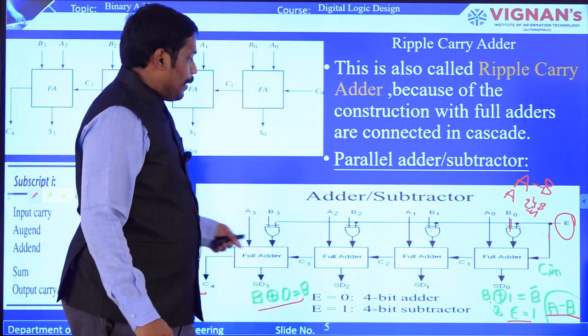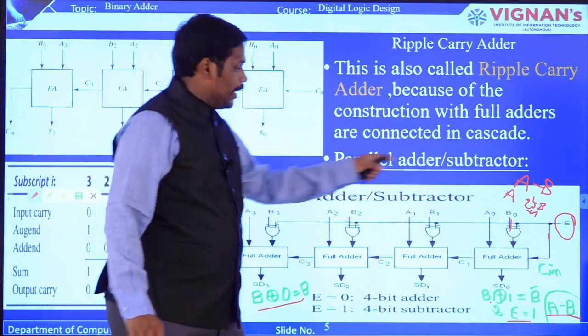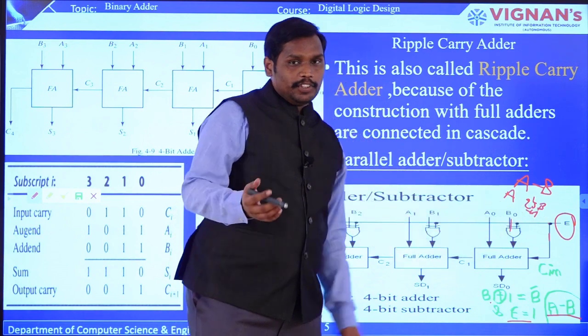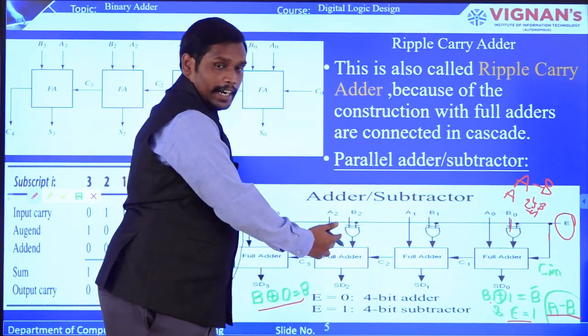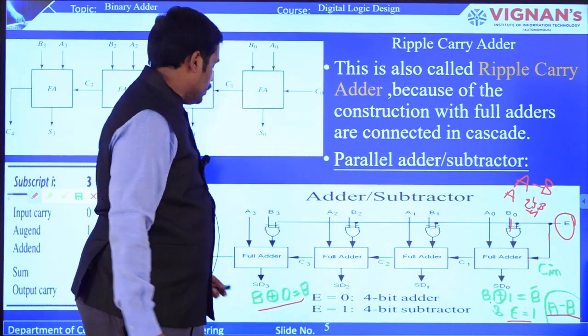So this parallel adder or subtractor is enabled with E. E is equal to 0 means adder, it acts as a full adder. And if E is equal to 1, it acts as a full subtractor.